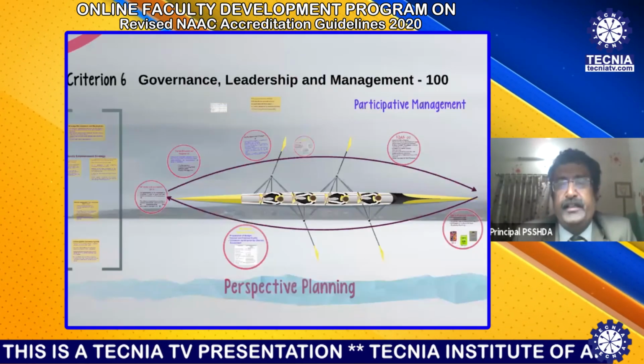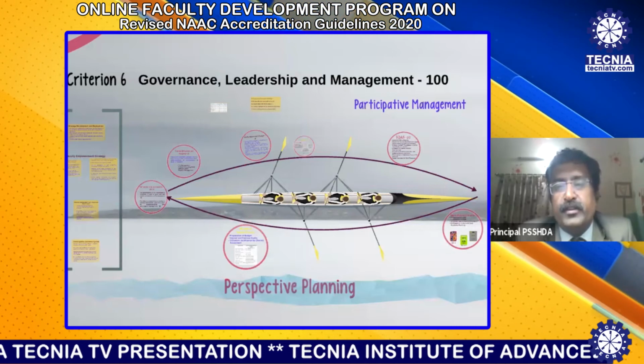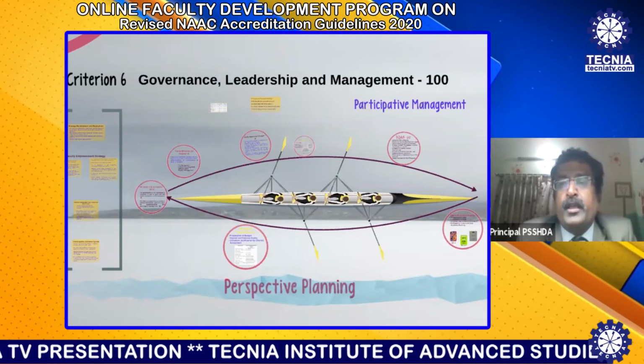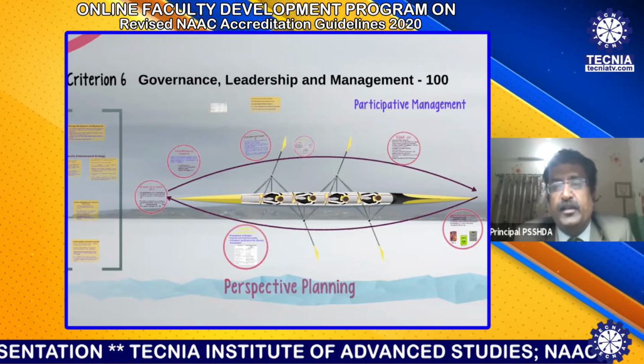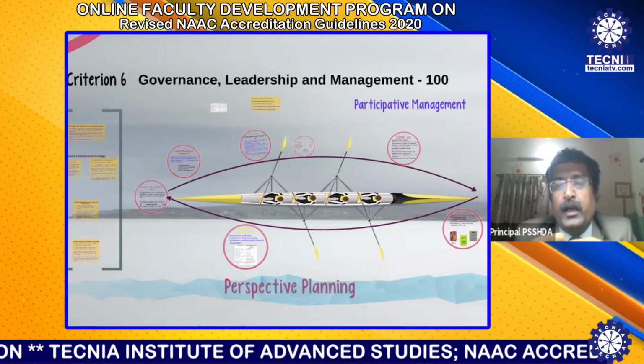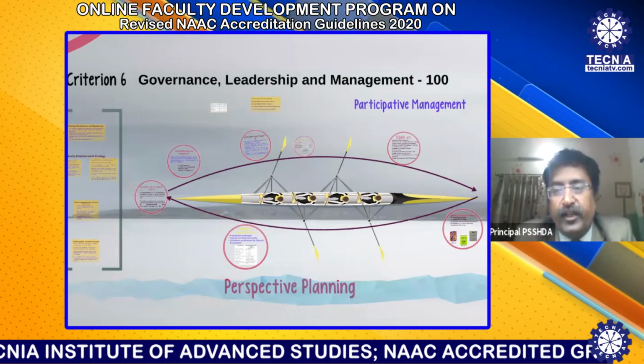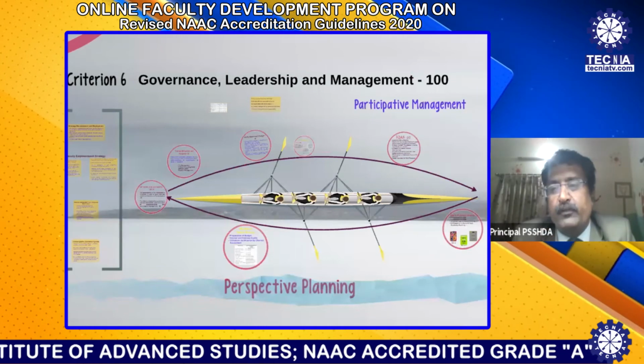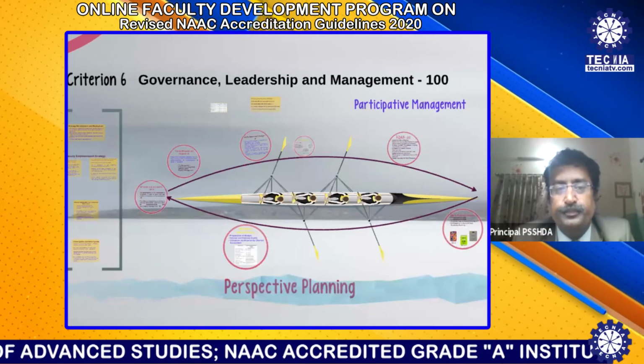So this was criterion 6. I think with this kind of documents, you can easily have your criterion number 5 and criterion number 6 documents. I would like to share a few difficulties which we have faced during our NAAC accreditation cycle.